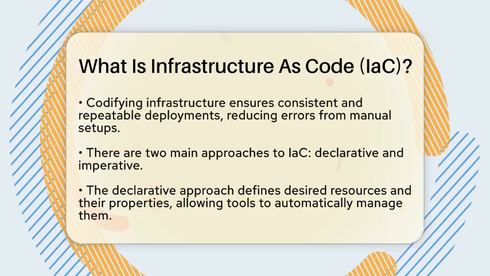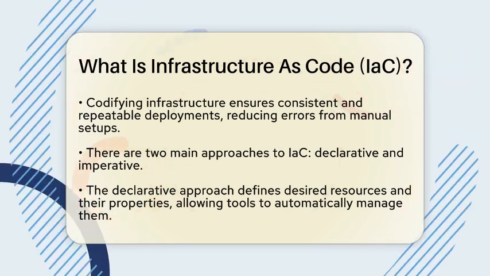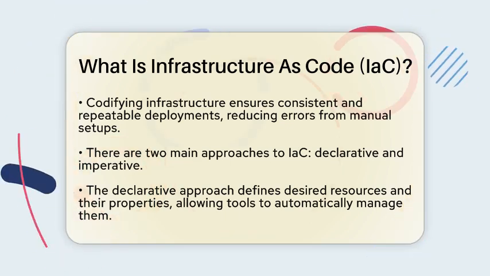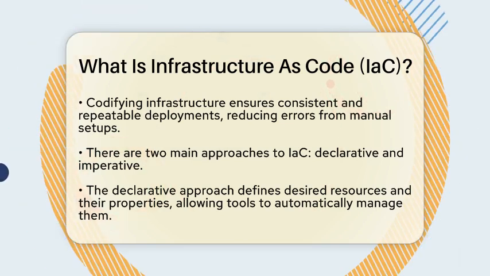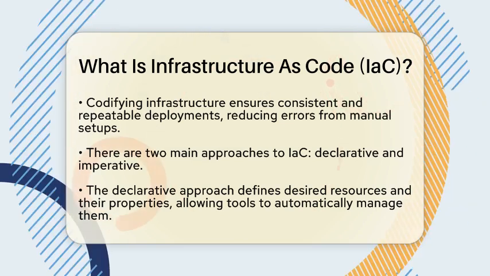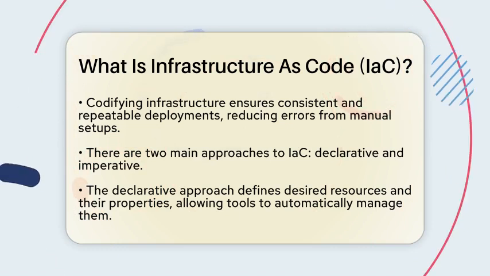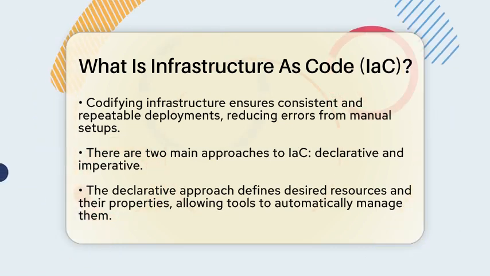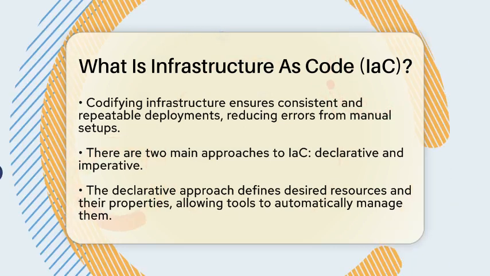There are two main approaches to infrastructure as code. The first is the declarative approach. Here, you define what resources you want and their properties, and the infrastructure as code tool automatically provisions and maintains that state. This method simplifies management by abstracting the steps needed to achieve the desired configuration.